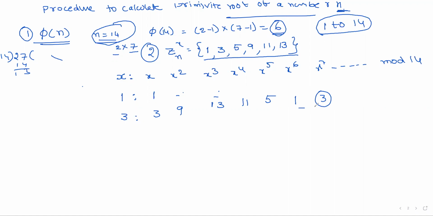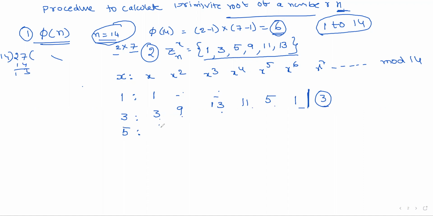That means repeat the process. Whenever there is a repetition, we have to stop there. 3, 9, 13, 11, 5, 1 are all distinct. Again, we are getting 3. So stop here. We have to stop here. The next number is 5.